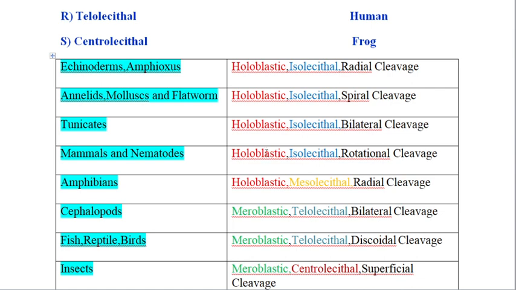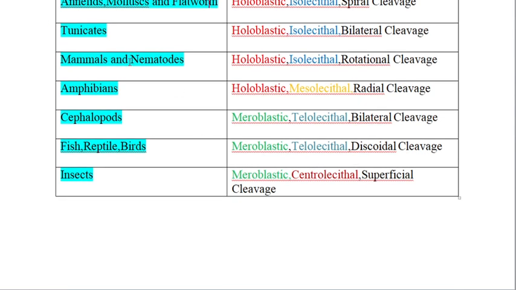So isolecithal eggs are present in echinoderms, amphioxus, annelids, mollusk, flatworm, tunicate, mammal and nematode. In echinoderms and amphioxus you can find radial cleavage, in annelids, mollusk and flatworm you can find spiral cleavage, in tunicates you can find bilateral cleavage, and in mammals and nematodes you can find rotational cleavage. Next, in amphibians you can find holoblastic radial cleavage and the egg is mesolecithal. Mesolecithal egg is present only in amphibians.